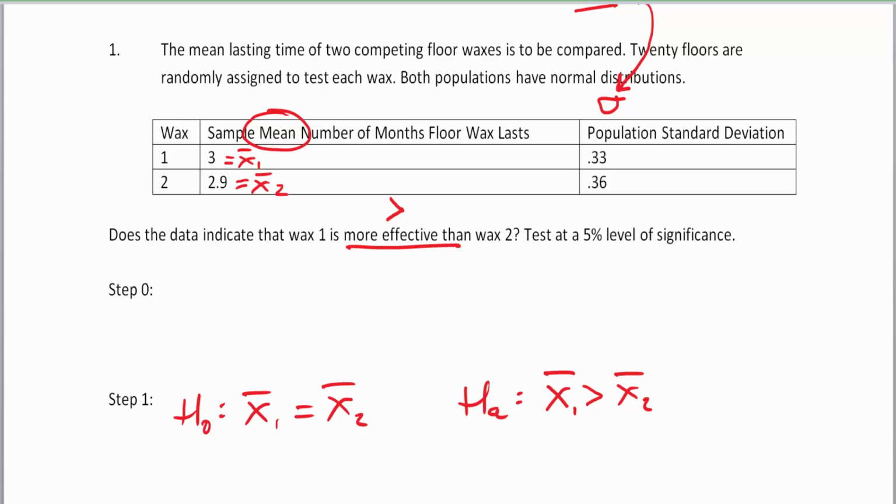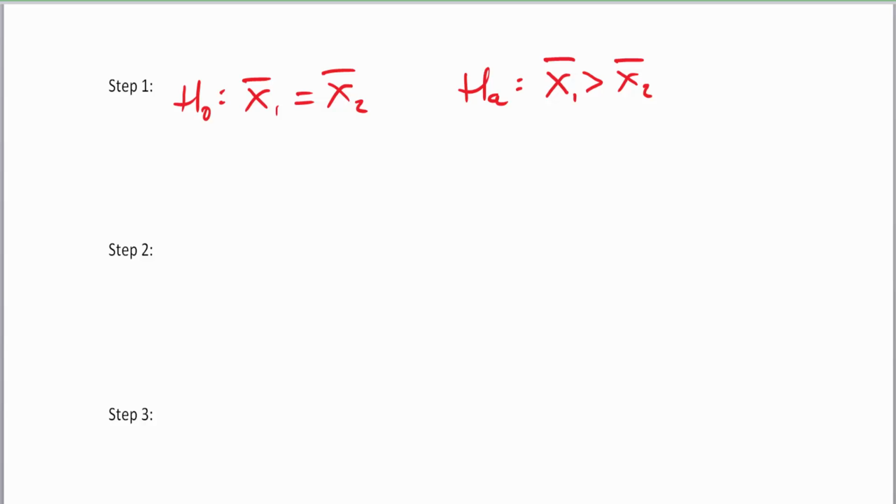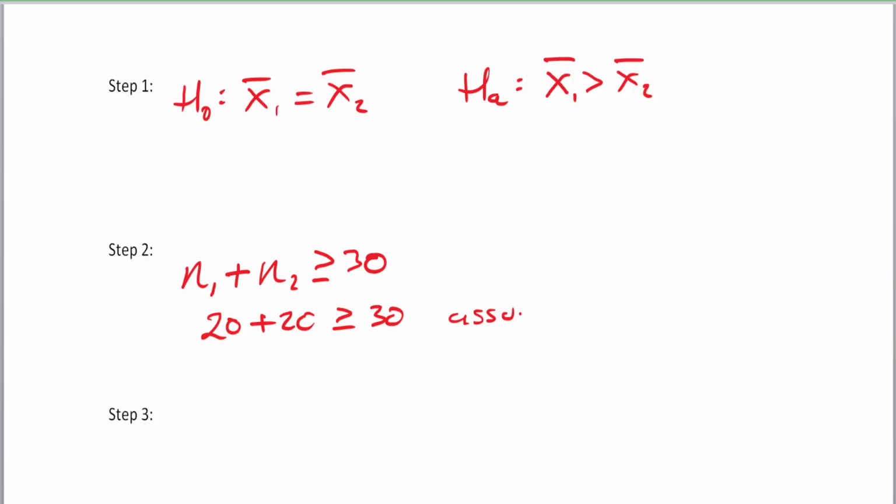Okay, so step 2 for these z-tests goes pretty quickly, because you're going to check to see if your sample of the first group plus the sample of the second group is greater than or equal to 30. And that's definitely true, because 20 plus 20 is greater than or equal to 30. So we can assume normality. So there's no check for this.